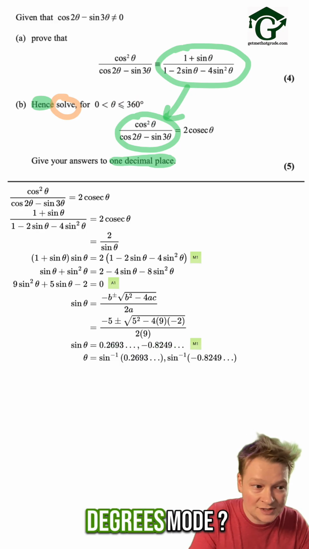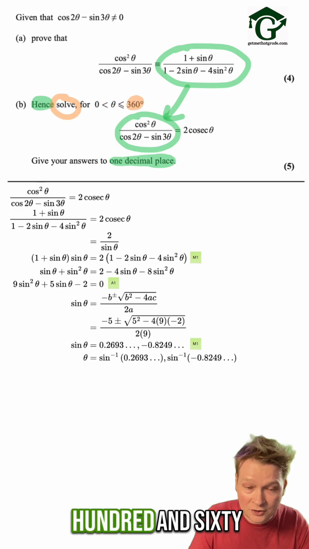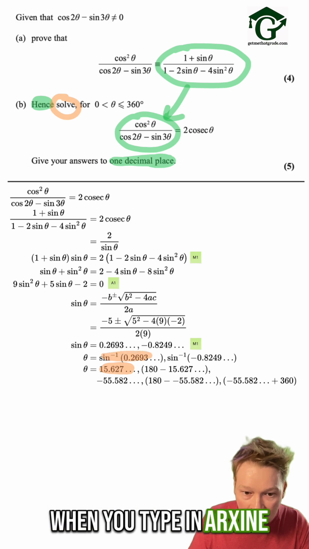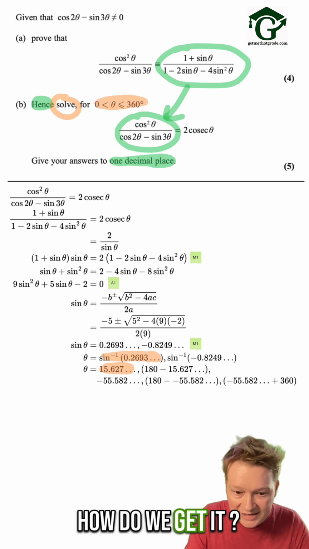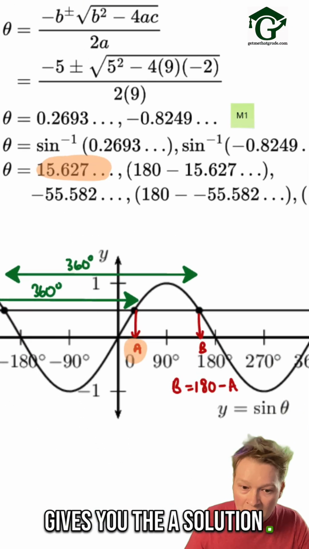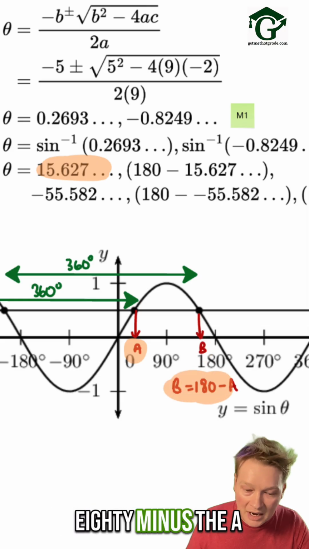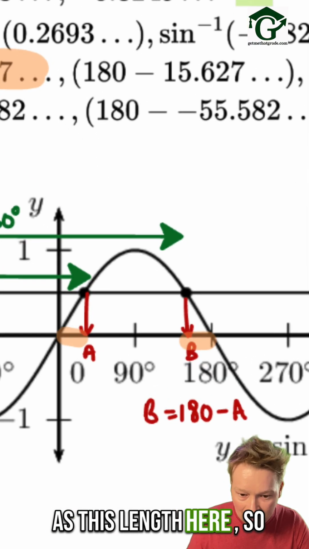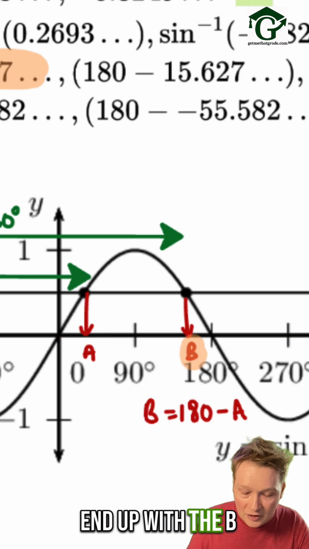How do we know we're in degrees mode? Well, look at the angle that we were given for theta in the question. It talks about 360 degrees. Your calculator will give you this solution when you type in arcsine of this, but there is a second solution within this interval. How do we get it? Well, I call the value that the calculator gives you the A solution. The second solution, the B solution, we can get by doing 180 minus the A solution. That's because this length here is the same as this length here. So we're measuring to the left of 180 by A to end up with a B solution here.